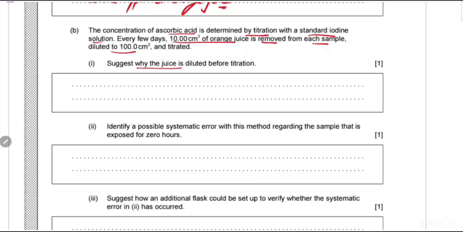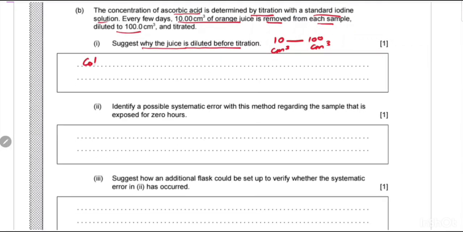The question says why the juice is diluted before titration. Since we know orange juice is a colored solution, to identify the end point easily we have to dilute it. Since it's a colored solution, the color of the end point, from blue black to colorless, can be hindered. Hence we dilute the solution to the maximum dilution possible. Number one thing is to identify the end point clearly.